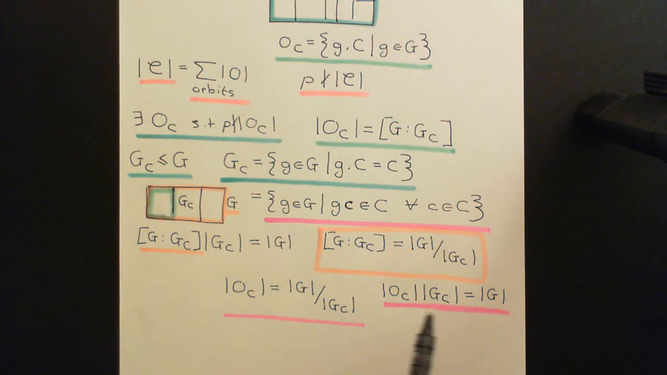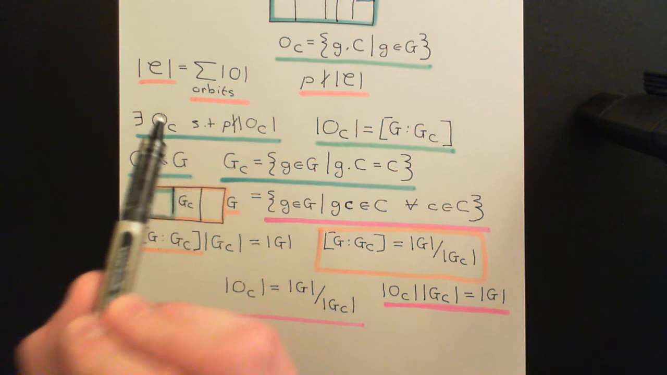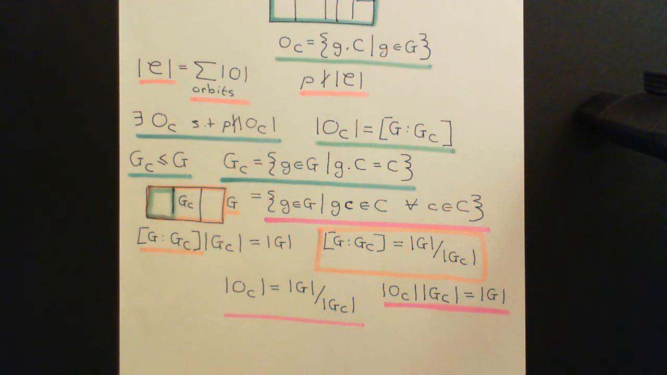Okay, so what this is actually saying is about the order of the orbit of C. Remember, we picked this orbit of C very specially because it was one of the orbits that was not a multiple of p. We picked it very carefully and we proved that such an orbit must exist.